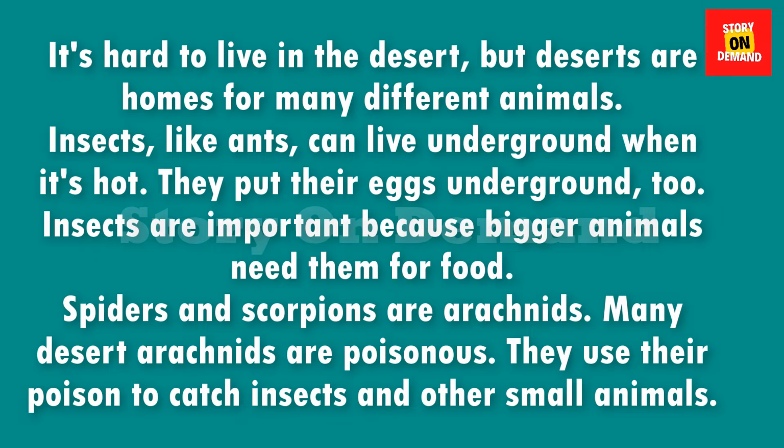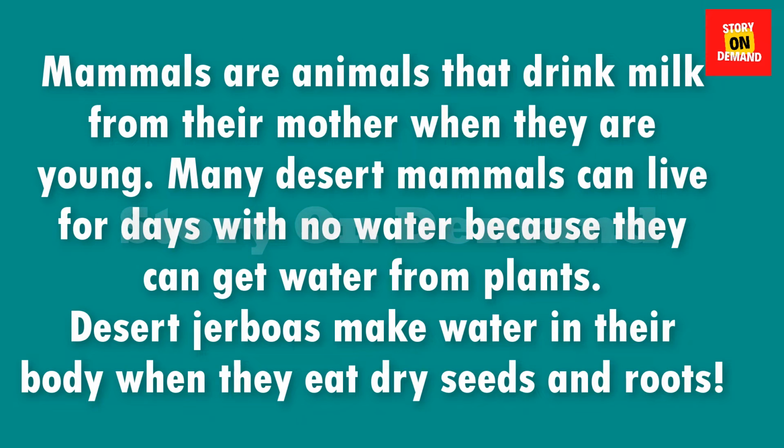Spiders and scorpions are arachnids. Many desert arachnids are poisonous. They use their poison to catch insects and other small animals. Mammals are animals that drink milk from their mother when they are young. Many desert mammals can live for days with no water because they can get water from plants. Desert jerboas make water in their body when they eat dry seeds and roots.